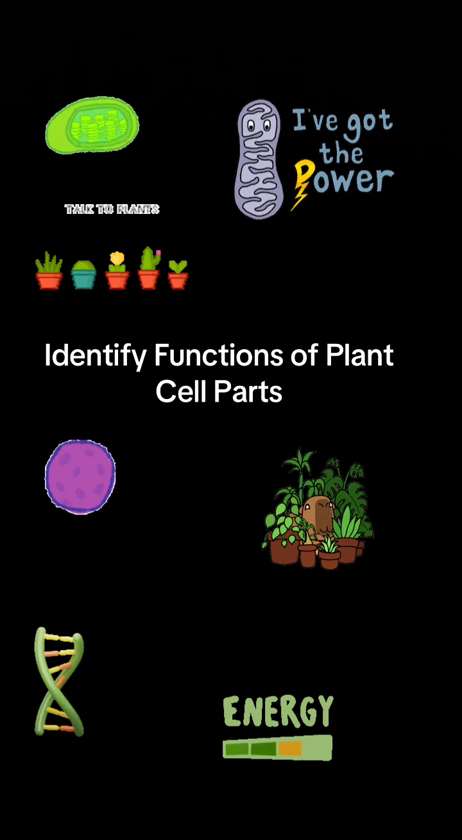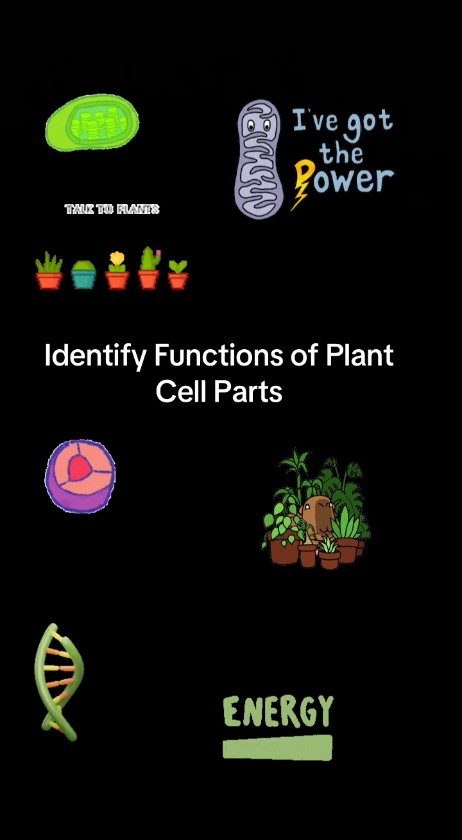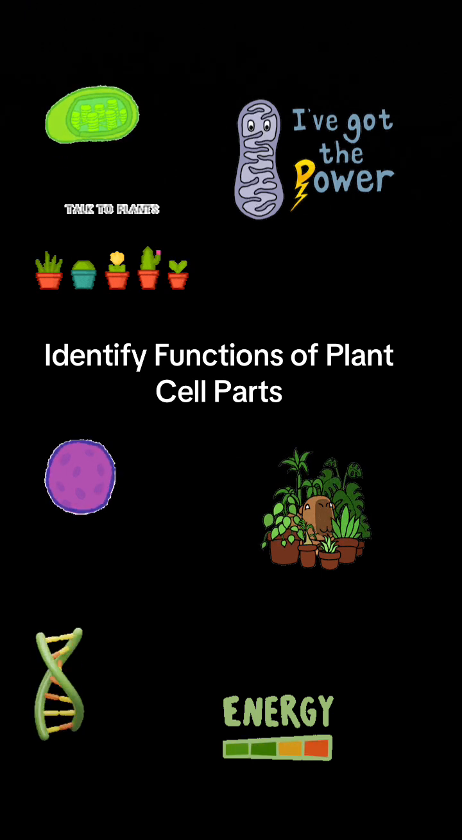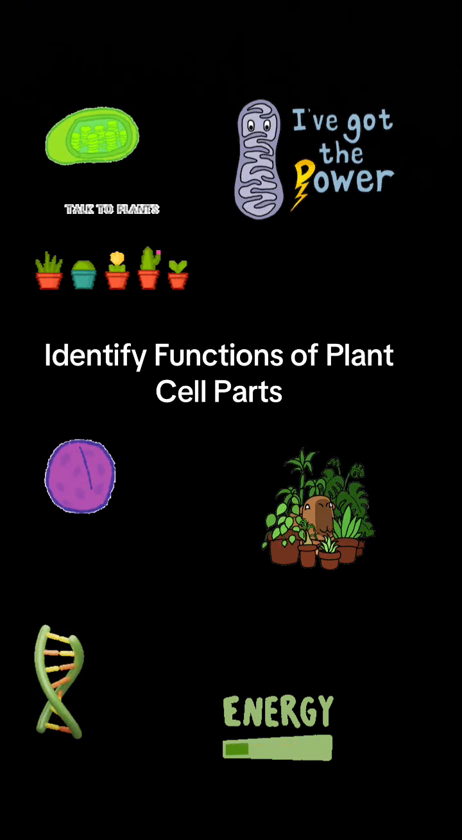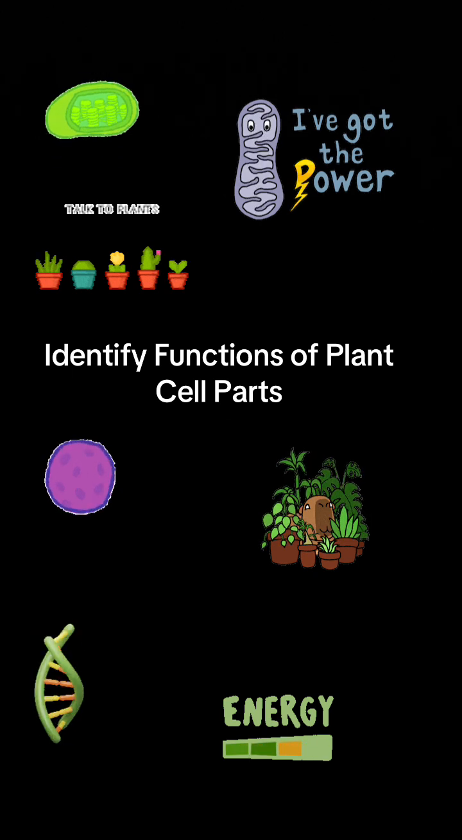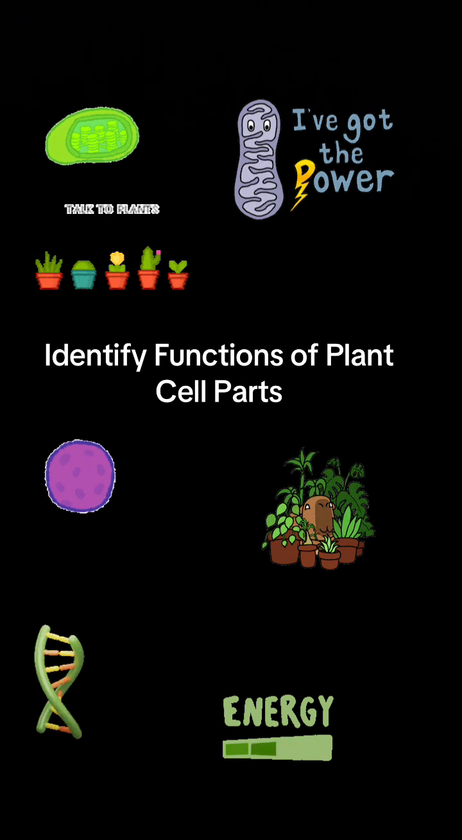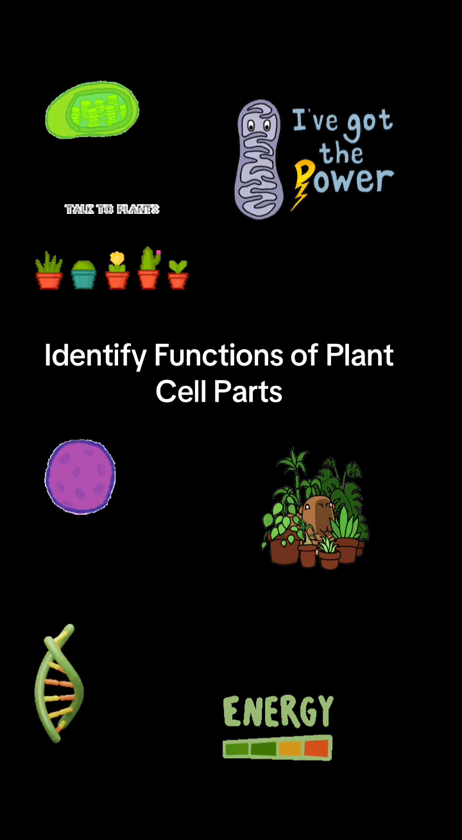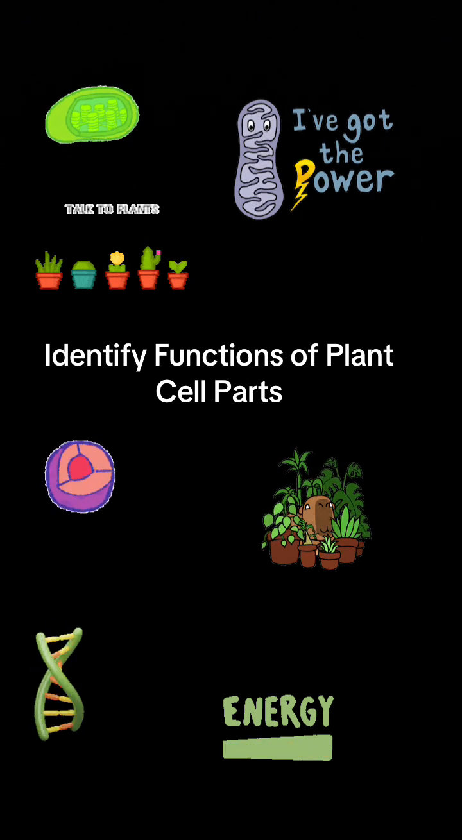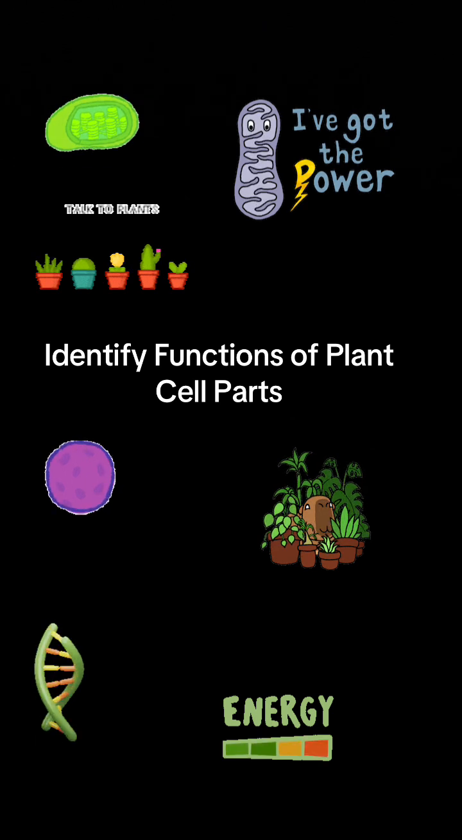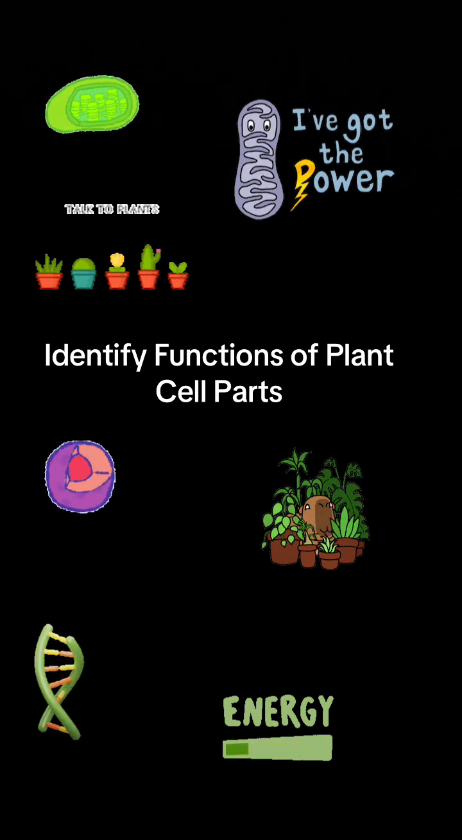Cell wall: a rigid outer layer made of cellulose, providing structural support and protection to the cell. The function of the cell wall is to maintain cell shape and prevent excessive water uptake. Cell membrane: a thin semi-permeable barrier that regulates the movement of substances in and out of the cell.